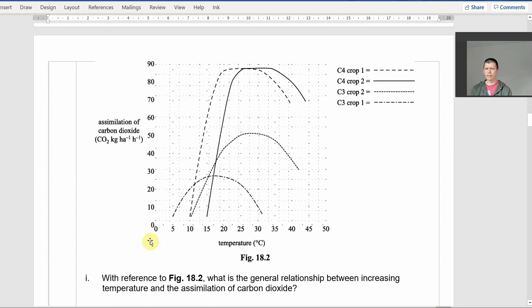Right, again, get your head in the graph before you launch into the question. I know you want to rush off sometimes, but this is where the mistakes happen. So, assimilation of carbon dioxide per kilogram per hectare per hour. This gives you an idea of the rate. And clearly, it's going up as the temperature goes up. But also, it then decreases when we get to a certain point. It sometimes helps to label things. So these are my C4, and these are my C3 plants.